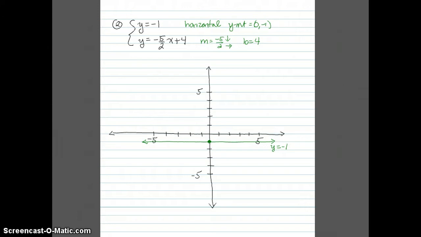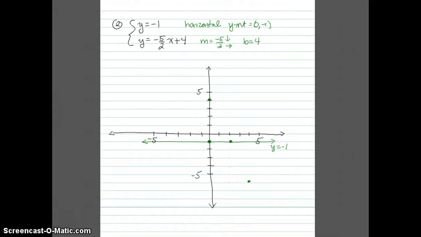Okay, now for my second line, I'm beginning at +4 on the y-axis, and from here I'm going down 5 units, and then 2 units to the right. I'll see that point lands right on the line that I've drawn before, which tells me that that is my solution. However, I'll draw a third point just so I get a good picture of that line.